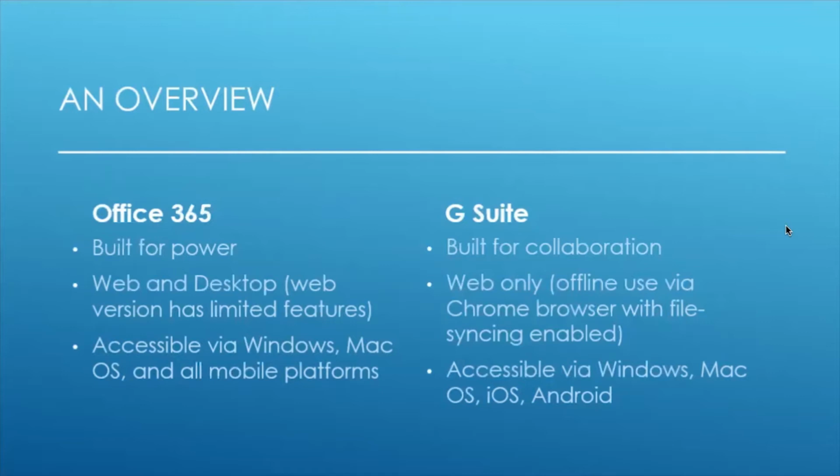The Office 365 suite is available on Windows, Mac OS, and all mobile platforms, including Windows Phone. I know Windows Phone is kind of on its way out. However, a lot of enterprise companies do still use Windows Phone enterprise-wide. So if you have that integration, keep in mind that Office 365 is available on Windows Phone, whereas G Suite is not. You can use it via web, but it is not natively built in. So something else to consider there.